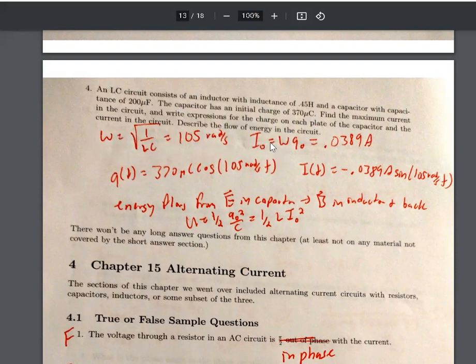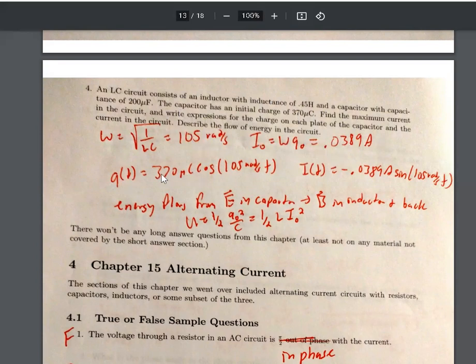Now our maximum current is given by our angular velocity times our maximum charge. Whatever the thing was charged with initially will be our maximum charge. So we just multiply our 105 radians per second times our 370 microcoulombs. That gives us a maximum current of 0.039 amps.